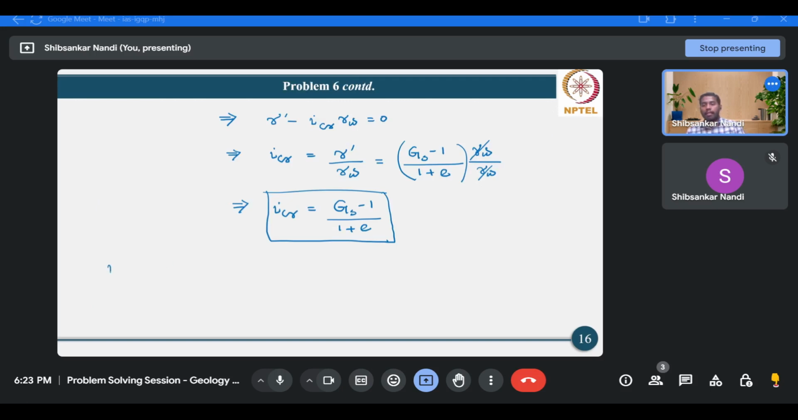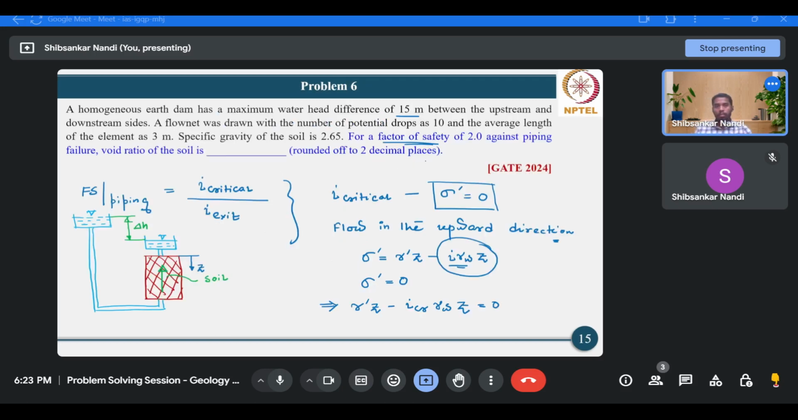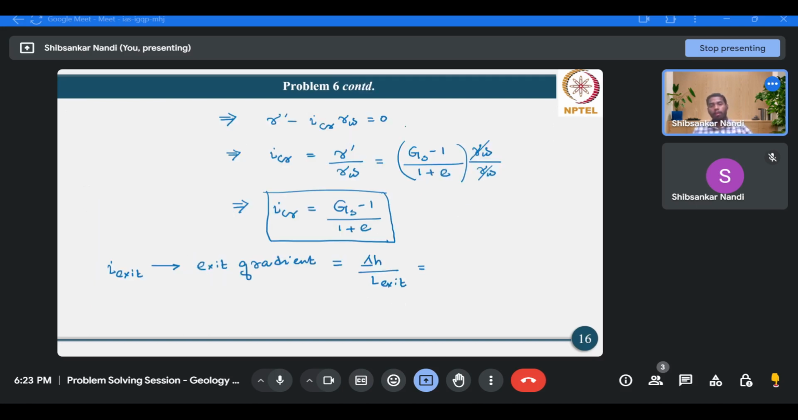Now what is i exit? This is the exit gradient. This exit gradient is basically delta H by L exit, that is, the potential drop divided by the length of the last flow field adjacent to the embankment.